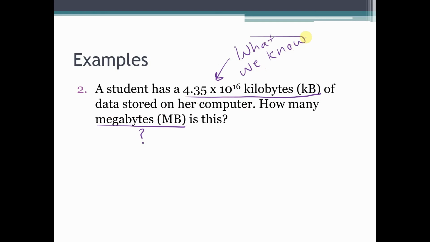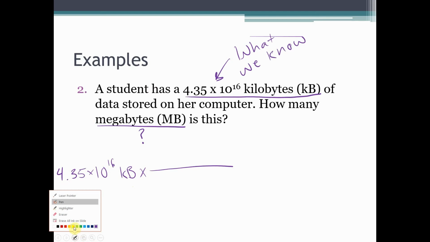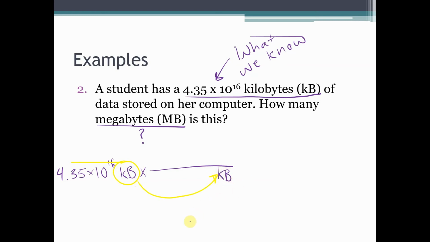We are going to follow our exact same steps. I'm just going to tell you, we'll need a couple more this time. So we will start with what we know, which is 4.35 times 10 to the 16th kilobytes. We will multiply by a fraction. We will fill the units into that fraction by saying that what goes up must come down. So those units of kilobytes that we started with will come down into the bottom of the fraction.